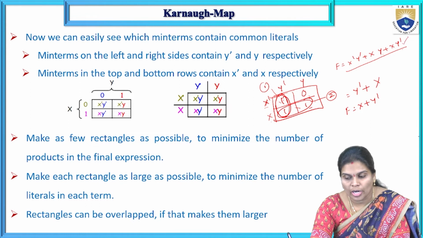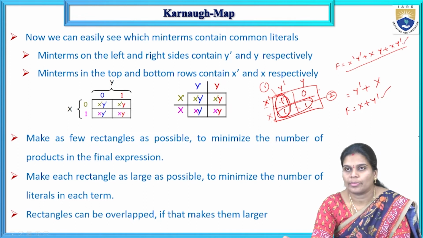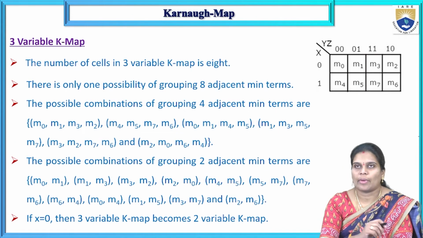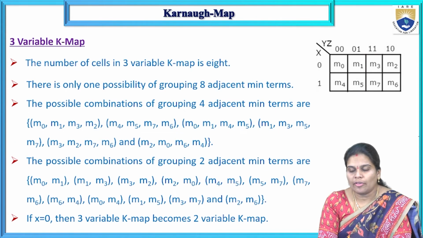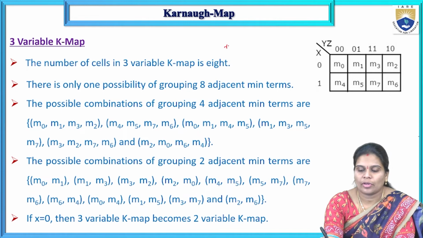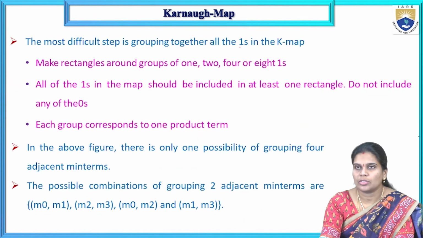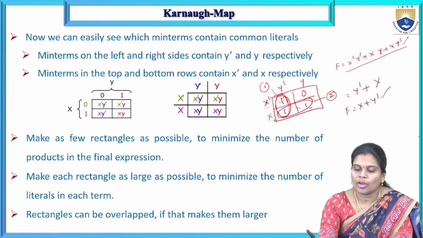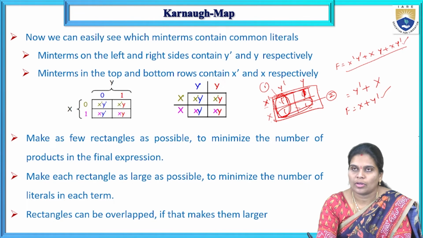Now I want to reduce this expression by using the K map. Next one, 3 variable K map. In this 2 variable K map, if you form one group, here the one also is there. So this is the one group, so that is the quad. If you form the group of 2 only, that is the pair.